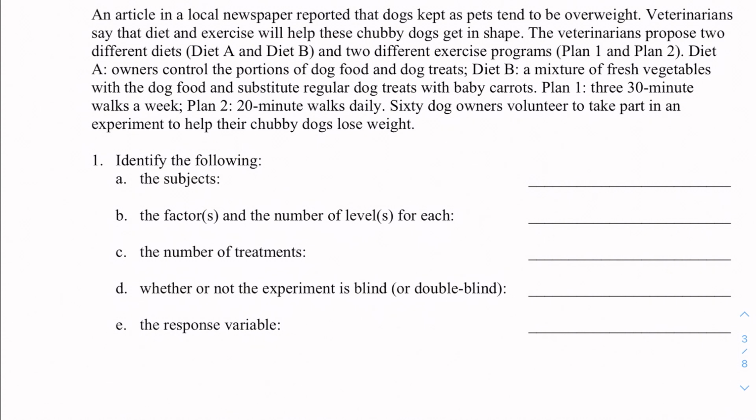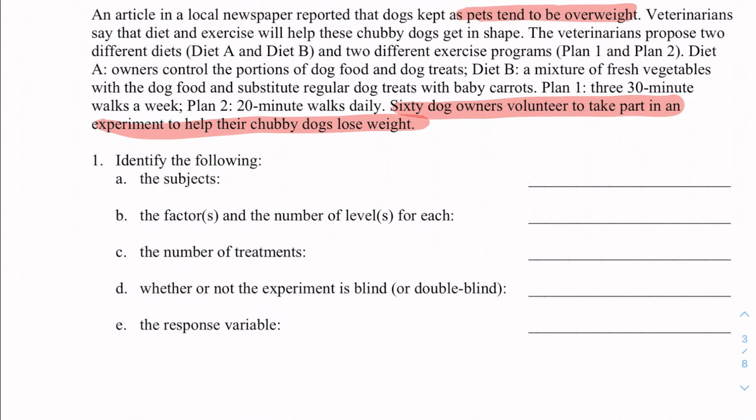An article in a local newspaper reported that dogs kept as pets tend to be overweight. That is definitely true with our cat who is at home. Veterinarians say that diet and exercise will help these chubby dogs get in shape. The veterinarians proposed 2 different diets, Diet A and B, and 2 different exercise programs, Plan A and Plan B. Diet A, owners control the portions of dog food and dog treats. Diet B, a mixture of fresh vegetables with dog food and substitute regular dog treats with baby carrots. So Plan 1 is 3 30-minute walks a week. Plan 2 is 20-minute walks daily. 60 dog owners volunteer to take part in an experiment to help their chubby dogs lose weight.